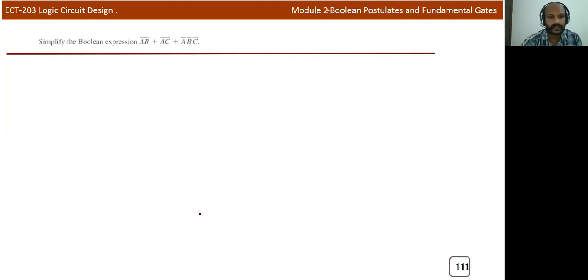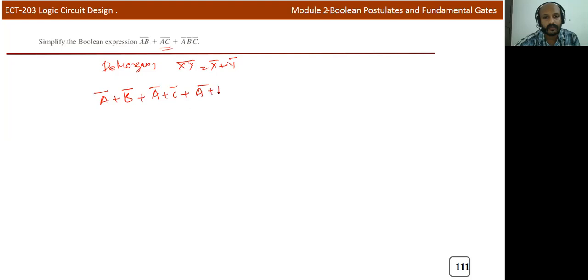Okay, we'll do one more question, and here it is written as a b the whole bar, a c the whole bar, and a bar b bar c bar. So by applying De Morgan's theorem, x y the whole bar is equal to x bar plus y bar. So applying this, you can write a b the whole bar becomes a bar plus b bar, plus here it is a bar plus c bar, and a bar b bar c bar.